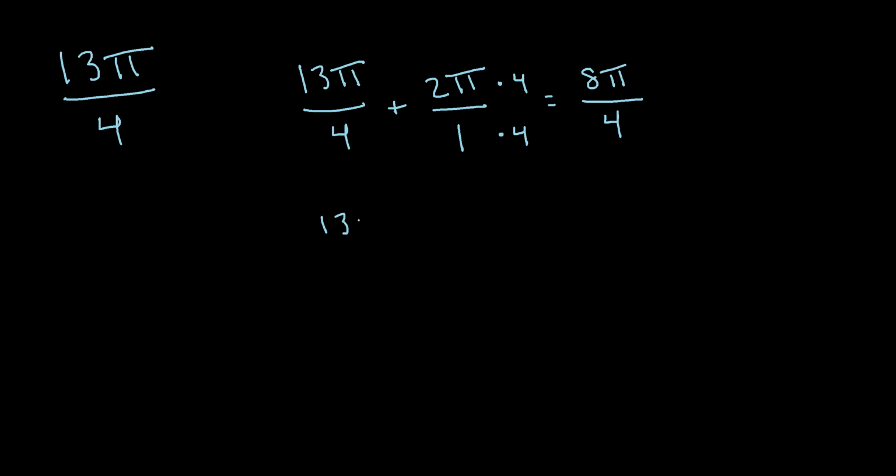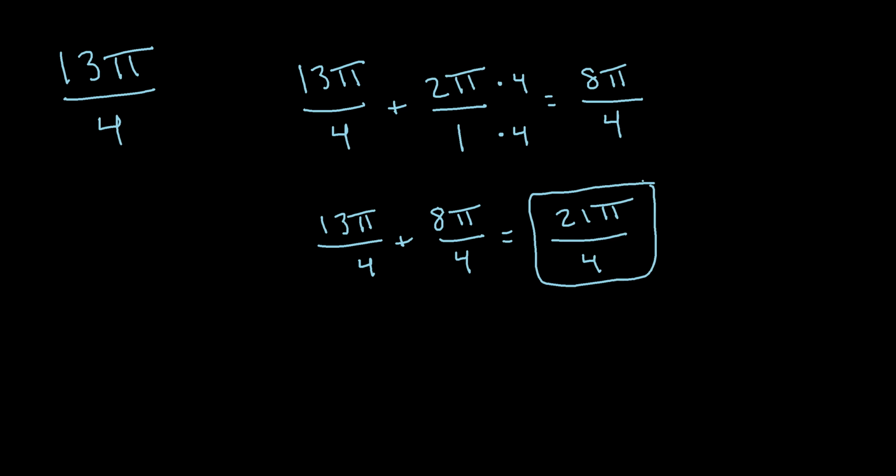So let's do that. 13 pi over 4 plus 8 pi over 4. And since the denominators are equal, we can simply add the terms straight across in the numerator. So 13 plus 8, that's 21. So 21 pi over 4. That's one possible coterminal angle of 13 pi over 4. And if we plotted these on the unit circle, we'd find that 13 pi over 4 and 21 pi over 4 both land in the exact same position. That's why they're called coterminal.